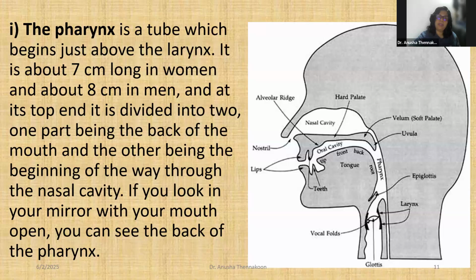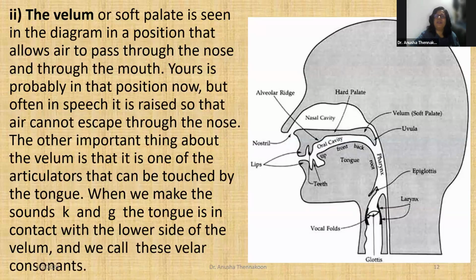If you look in your mirror with your mouth open, you can see the back of the pharynx. If you open your mouth very wide and check, you can see your pharynx in a mirror. That is that. Now we'll go to the velum. Just understand what this velum is.